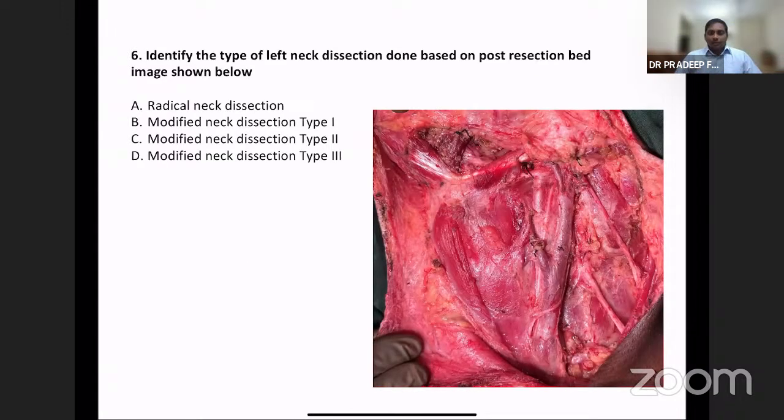Right. So this is the surgical bed picture which I did last month. Identify the type of left neck dissection done based on the post-resection bed image shown below. For this, you should know about the classification of neck dissection, what structures will be removed and what structures will be preserved. For that, you should know the nodal station levels first. Then we'll move on to this answer.